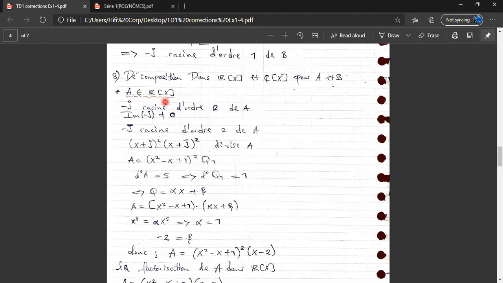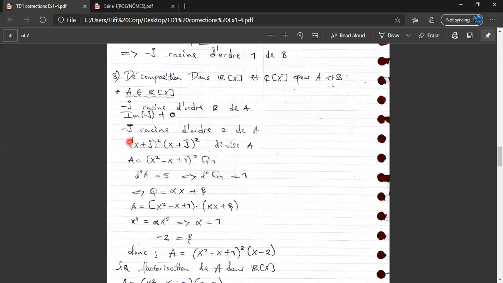R appartient à R. So we said negative j is the racine of R. We've proved it. We said negative j is the racine of order 2 of R. If negative j is the racine of order 2, and we know that the imaginary part is not equal to 0, alors, donc, negative j bar is also a racine of R. Because this j is an imaginary part, its racine will be written in this form.